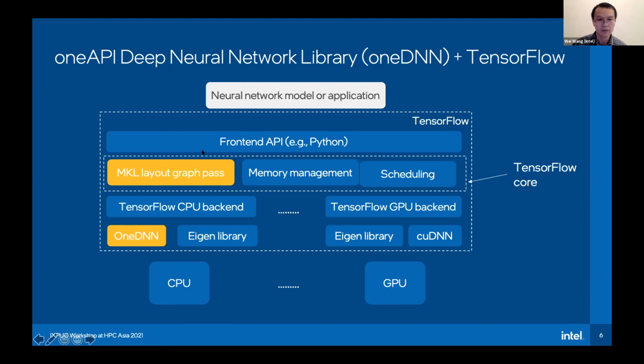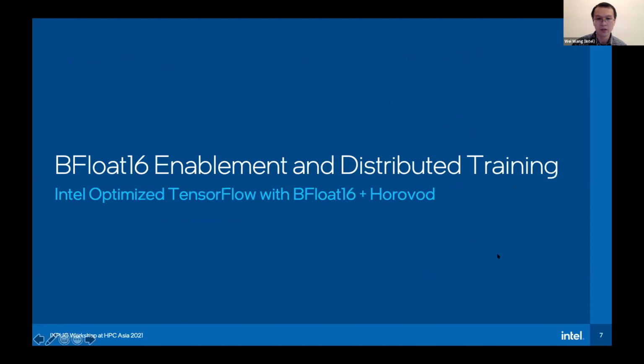Okay, so this is a recap of the software stack that provides optimized performance with the Intel optimized TensorFlow, where the main engine is the oneDNN, part of our oneAPI. Okay, so the next section I'll hand over to Niranjan, and he will talk about the BFloat16 enablement. So Niranjan, go ahead, and I can help you navigate through the slides. Thanks, Wei.